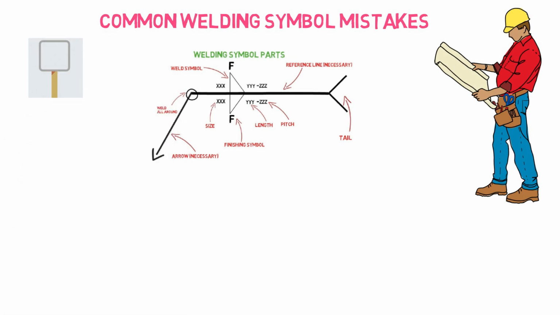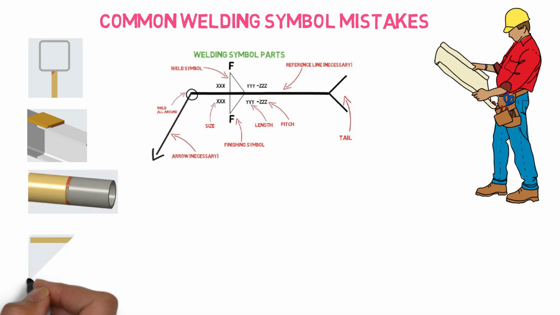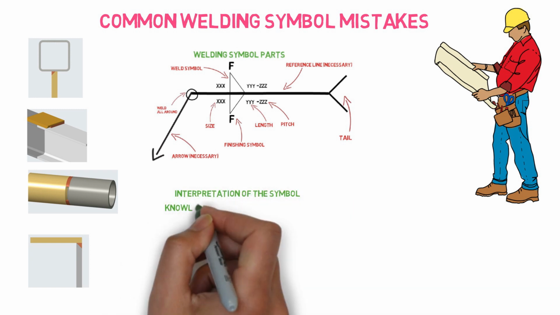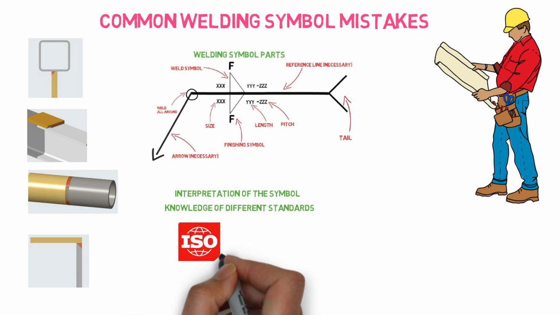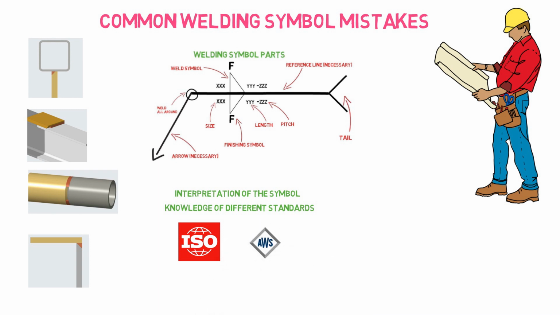Here you can see some examples of welded connections, and the main reason for these mistakes can be the interpretation of the welding symbol or knowledge of different standards. Some people are fluent in ISO and others are fluent in AWS, and misunderstanding or confusion among different standards can cause an error as well.